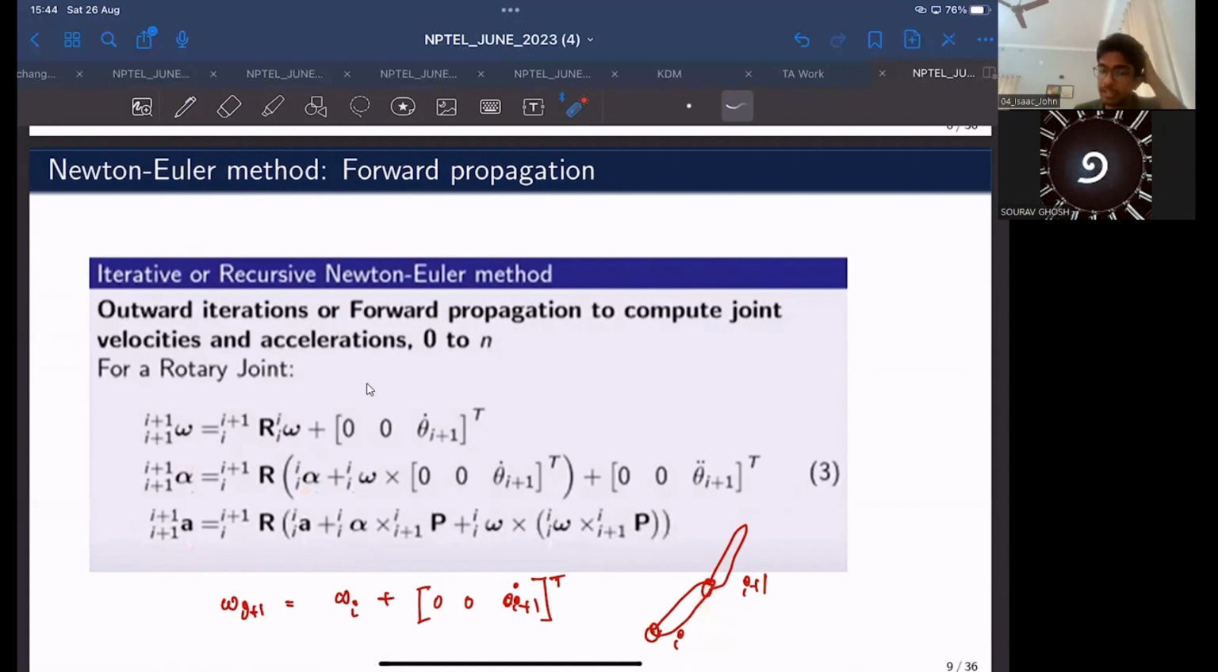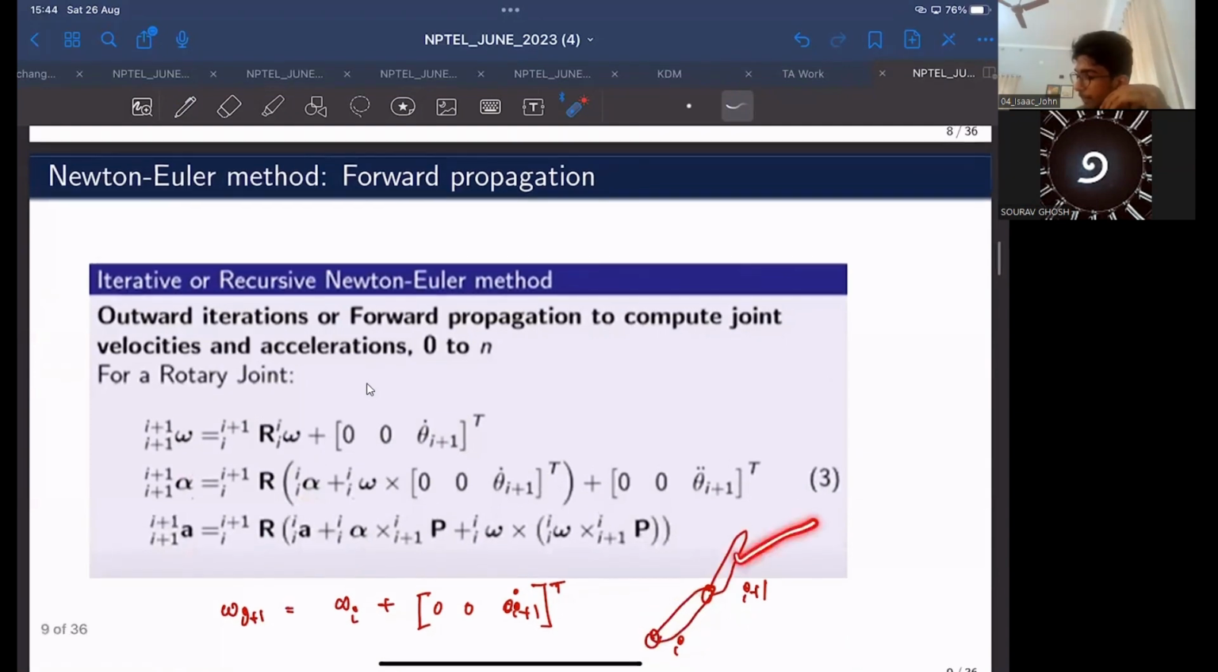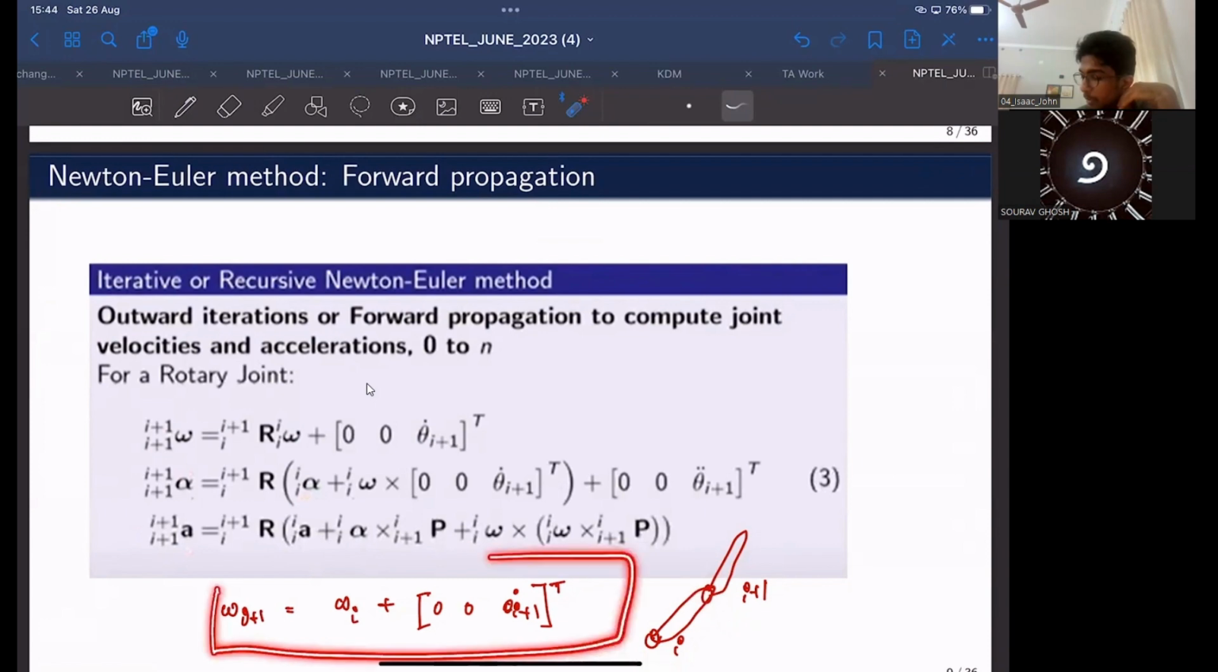Since the revolute joint is already aligned with the z axis, the first two components are always going to be 0. And the third component is whatever angular velocity the I plus 1 joint has. So that is this term. So this is the I plus 1th link, and this is the ith link. The angular velocity of the I plus 1th link is the angular velocity of the ith link plus the rotational velocity that this I plus 1th joint is contributing. That is what this expression is all about.